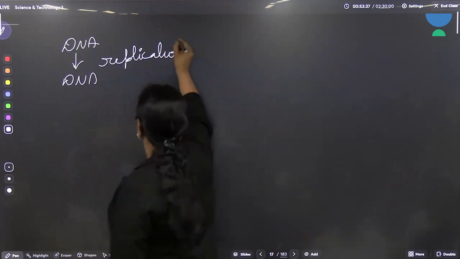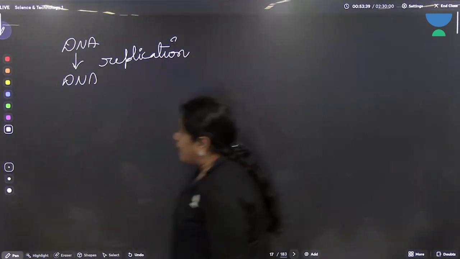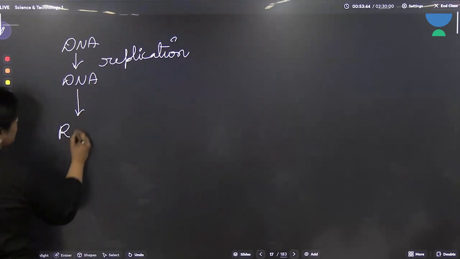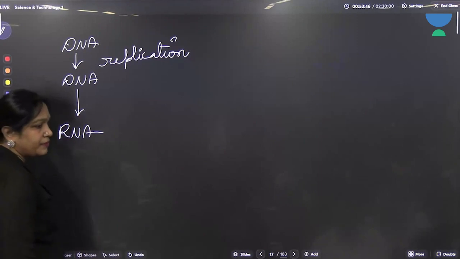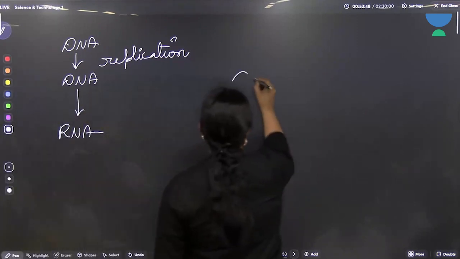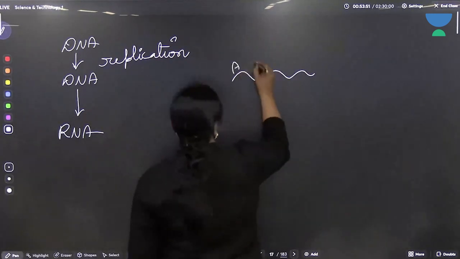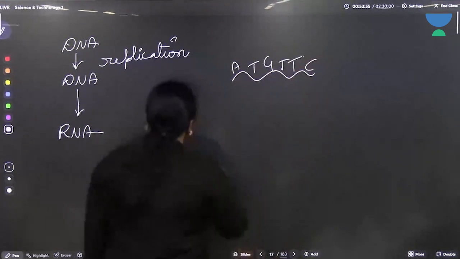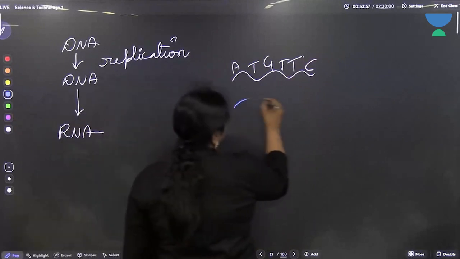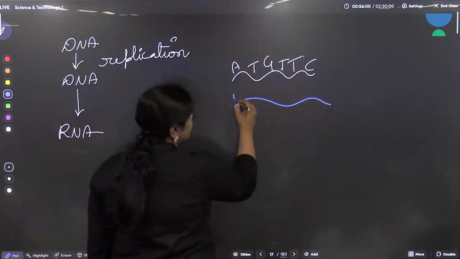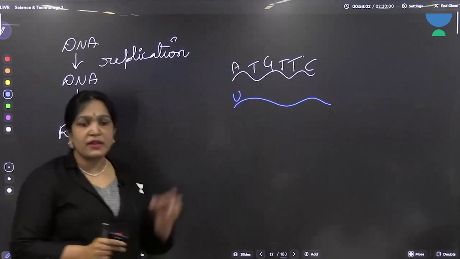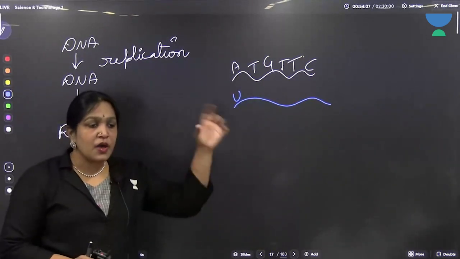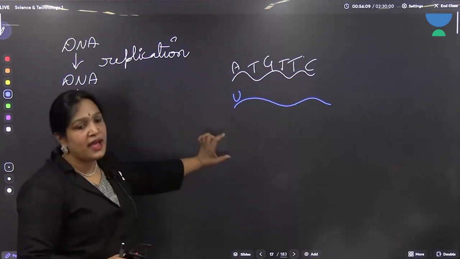Replication. Very good. Then what happens is DNA will get converted into RNA. For example, if you have a sequence like this, A, T, G, T, T, C, then it will become RNA like this. In place of A, U. A will not be copied as A. A will be copied as U. Its opposite letter, its pair, will be added.